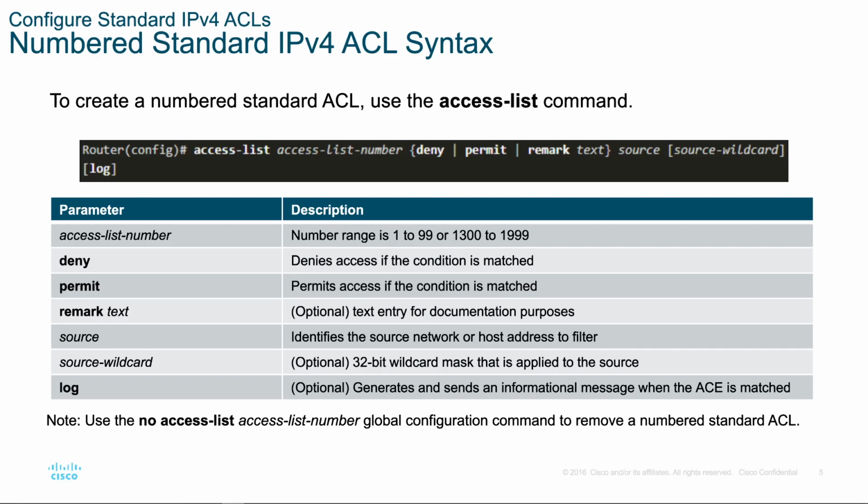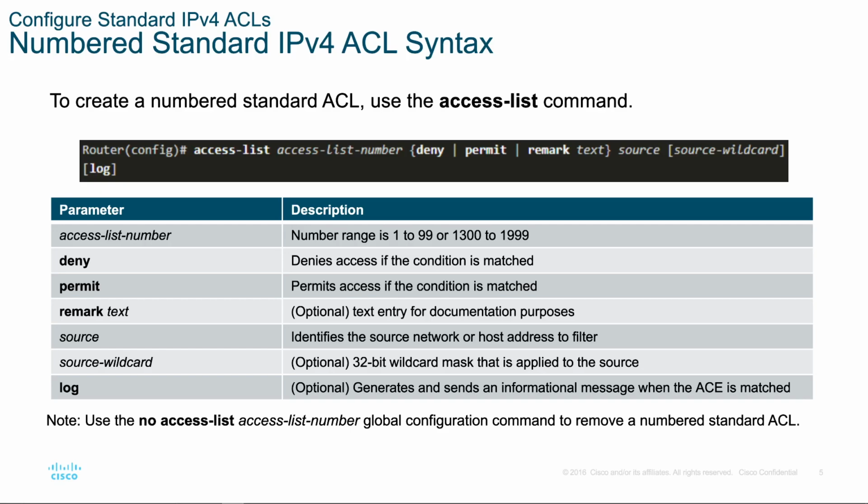So the command structure for a standard ACL is in global config, access list, the access list number, and then the parameters. So the first three options are your actions: permit or deny, or remark. So when you want to add comments, you use the remark parameter and then the text for the comment.